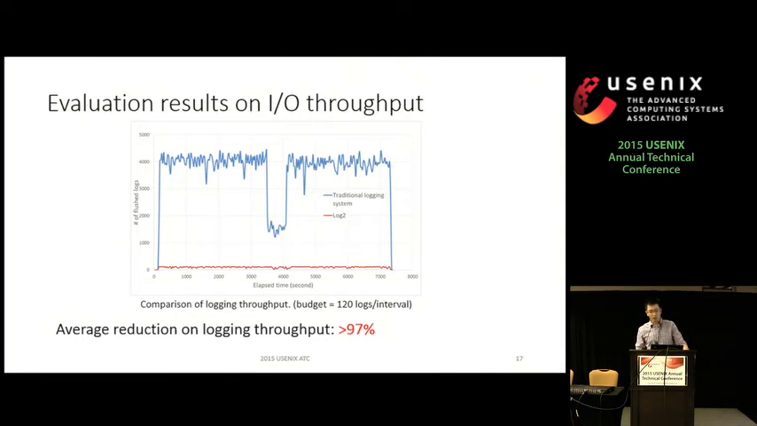And this is the evaluation result on I/O throughput. The blue curve is the actual I/O throughput of the traditional logging system, which is the default logging system used by BlogEngine. It is very straightforward that once the logging statement is executed, it will eventually be dumped to the disk. And the red curve is the I/O throughput of LogSquare once we set the budget to 120 logs per time interval. We can see that the average I/O throughput reduction of logging is more than 97%.